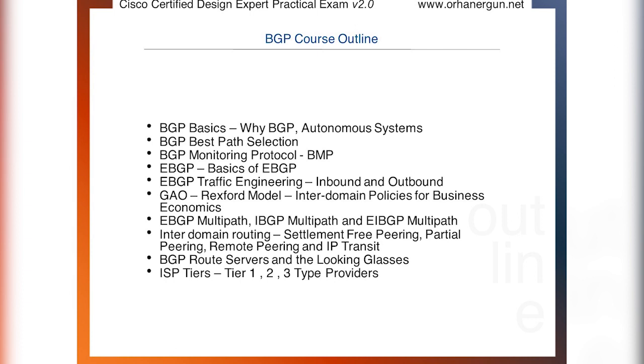Okay, we will start with the very basics, BGP basics. Why BGP? We are using it. What are autonomous systems? Those kinds of things. And the BGP best path selection algorithm. I will cover this topic at the very beginning, because throughout the entire course we will definitely use the BGP best path selection algorithm many times.